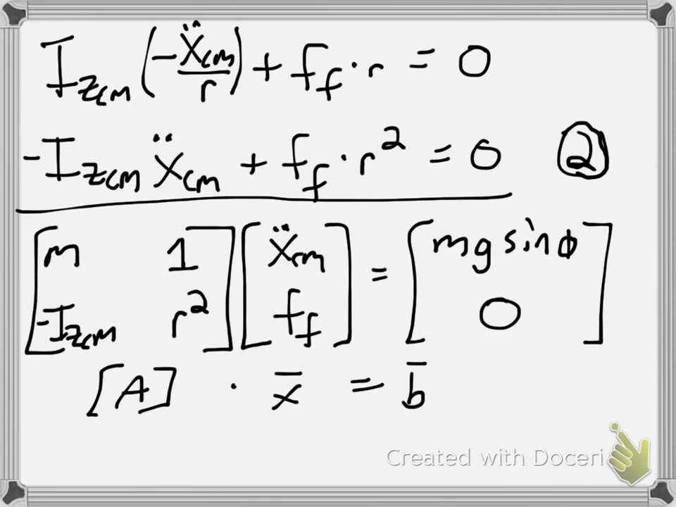So now what I want to do to solve for both the x double dot center of mass, which is the culmination of step 7, and the force of friction, which I'll actually use in step 8, is to take the inverse of A to solve for both of those. So let me go ahead and copy this over to the next slide.